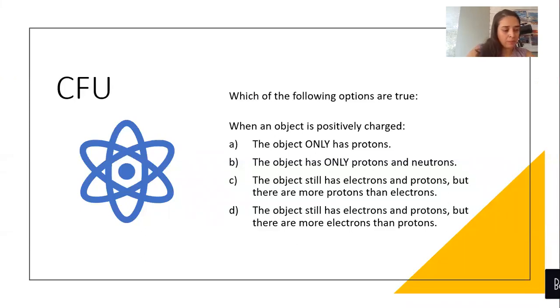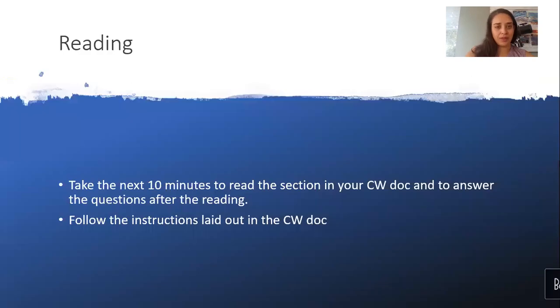Great, welcome back. Your answer should have been C. The object still has both electrons and protons, but there are more protons than electrons, right? If something is positively charged, it means that it has more protons, but electrons can still be present, which is something that we should have seen in the PhET simulation that you just performed. Okay, great job. Let's move along.